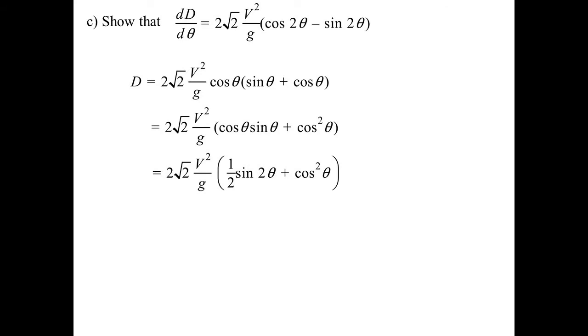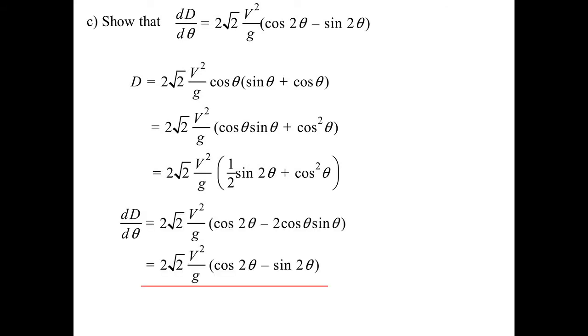So if I differentiate that, well, the 2 root 2 v squared on g, that's all just a constant. So differentiate the sine, we get cosine 2 theta. The cos squared, I'd have to use my chain rule for, so bring down the power, etc. We get 2 cos theta sine theta, which is sine 2 theta. And so I come up with the expression they want.